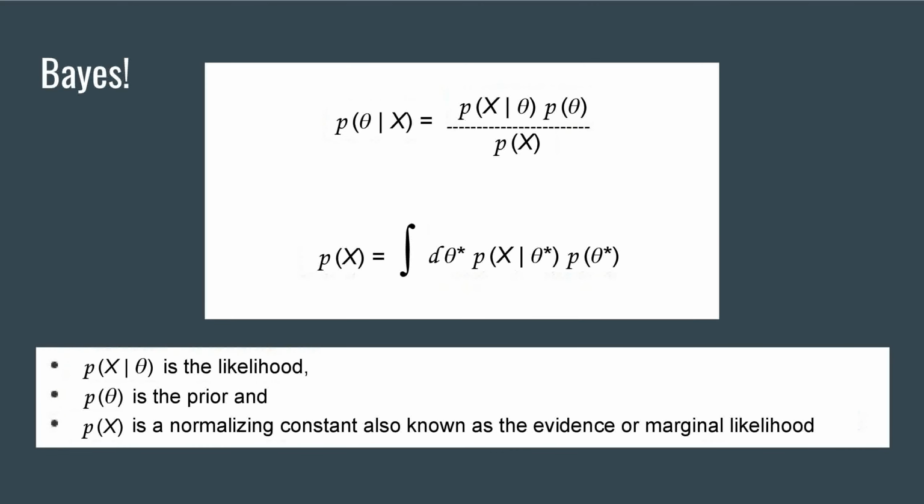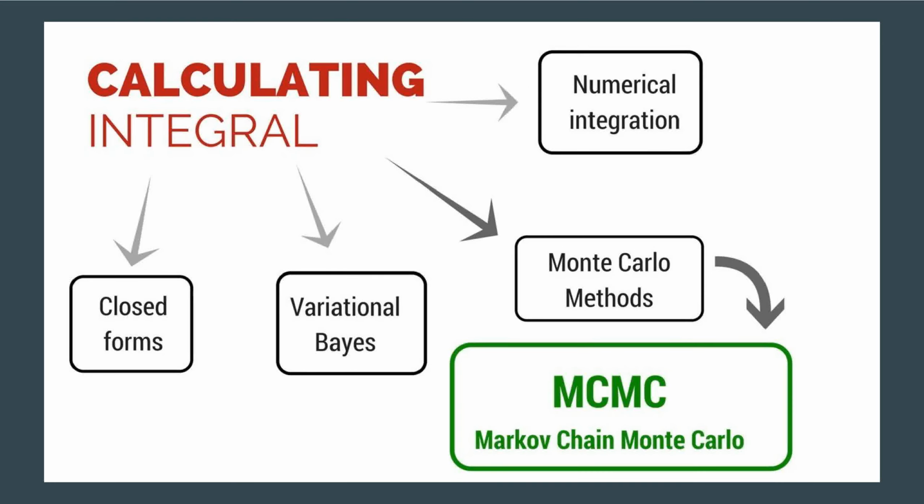The fundamental objective of Bayesian data analysis is to determine the posterior distribution p(θ|x), and the computational issue is the difficulty of evaluating the integral in the denominator, p(x). There are several ways of calculating the integral of the denominator.